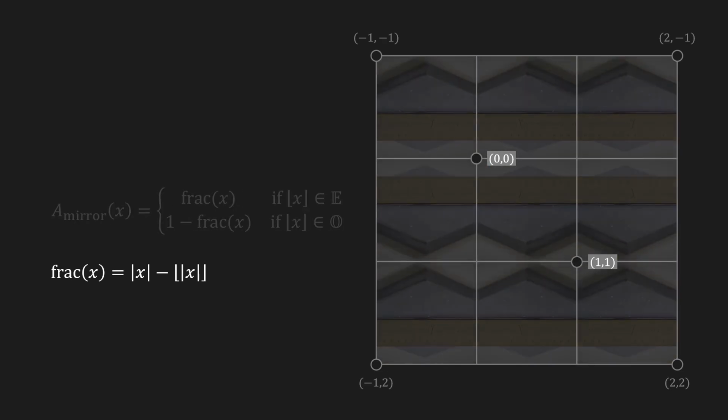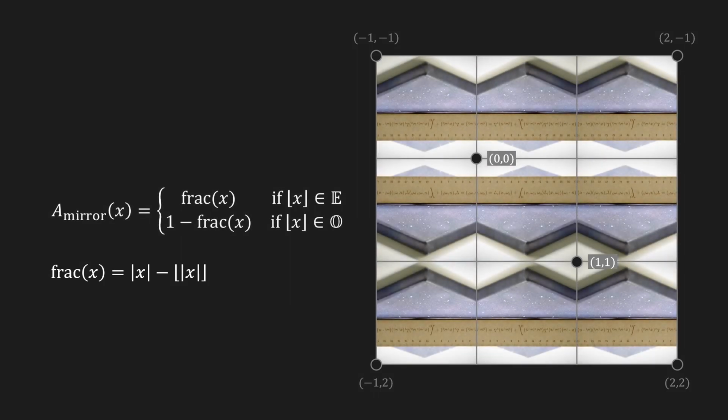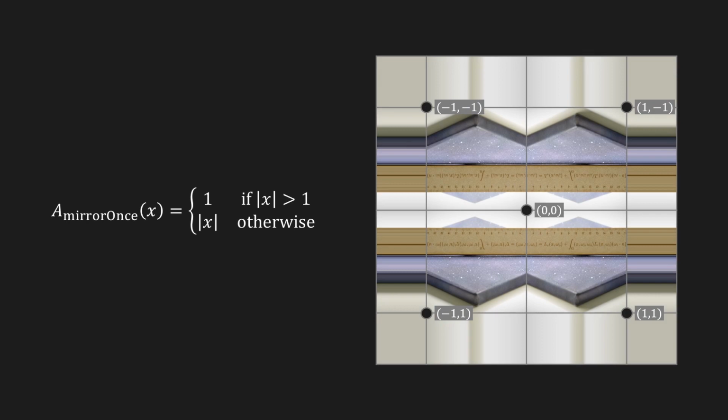We also have the mirror function, which mirrors the texture at every integer junction, and it is defined as the fractional part of x if x rounded downwards is an even number and 1 minus the fractional part of x if x rounded downwards is an odd number. Finally, we have the mirror once addressing function, which mirrors the texture around the origin of the UV coordinate system and then becomes a clamp function outside of it. It is defined as 1 if the absolute value of x is larger than 1 and the absolute value of x in every other case.